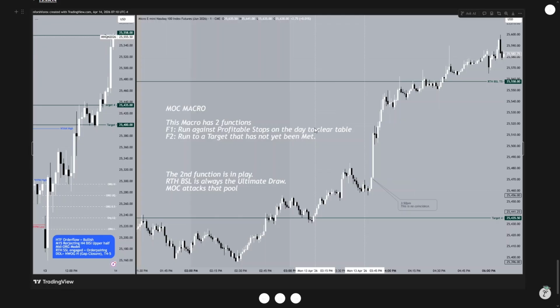So in this case, we understand that regular trading hours has the best liquidity. Regular trading hours has the ultimate liquidity for the day. It's always the ultimate draw. That's where you find the market topping most of the time. So regular trading hours buy side liquidity is my target 5. That price comes in at 25,558 even. That's right here on regular trading hours.